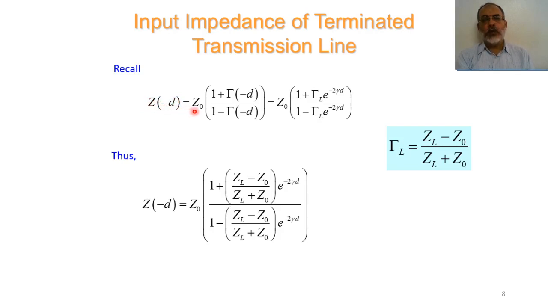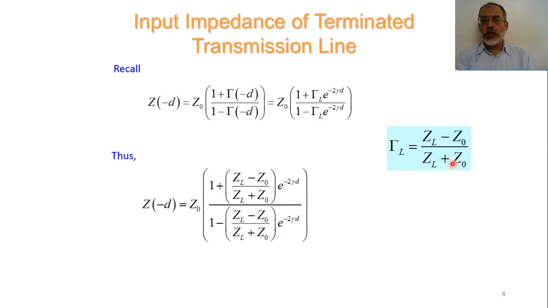that the impedance is Z naught multiplied by 1 plus gamma at z equal minus d over 1 minus gamma at z equal minus d. Or in other words, it is Z naught multiplied by 1 plus gamma L e to the power minus 2 gamma d over 1 minus gamma L e to the power minus 2 gamma d, where gamma L is the reflection coefficient at the load, and the reflection coefficient at the load is given by Z load minus Z naught over Z load plus Z naught.